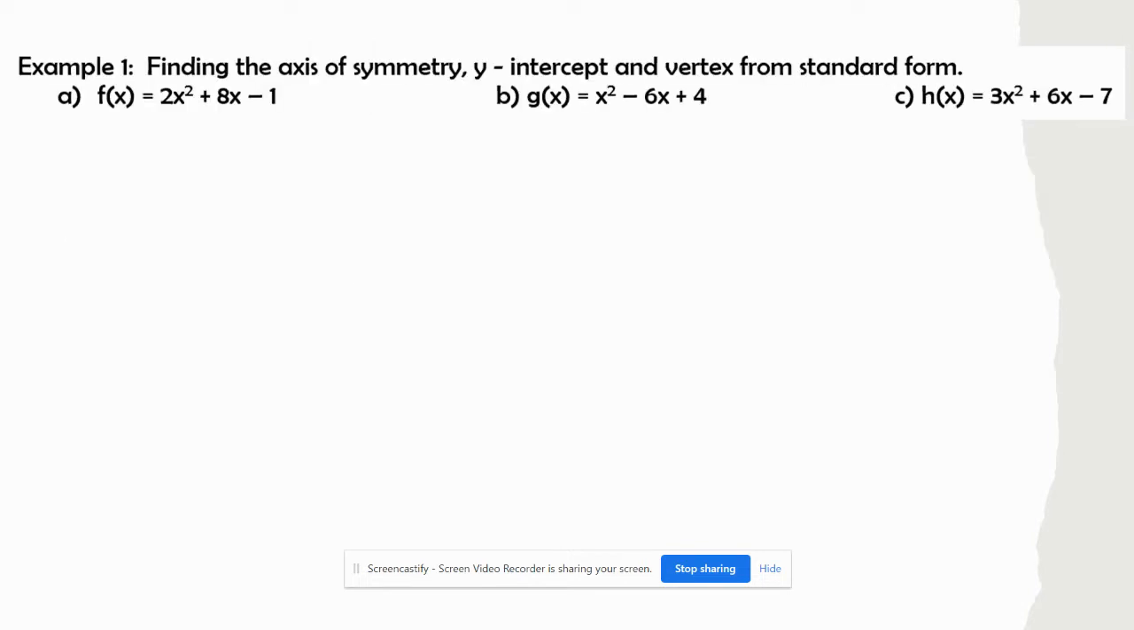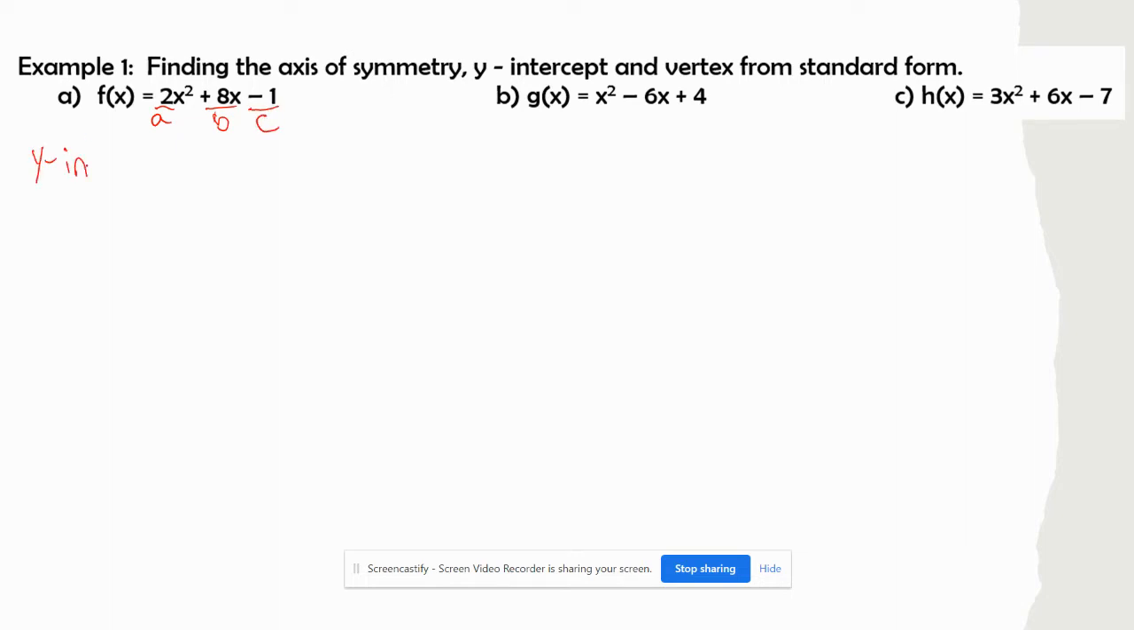All right, we're going to start with finding the different parts of a standard form equation. We want the axis of symmetry, the y-intercept, and the vertex. I'm going to label A, B, and C.